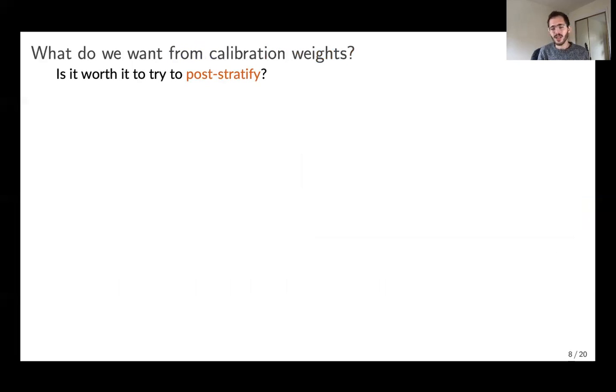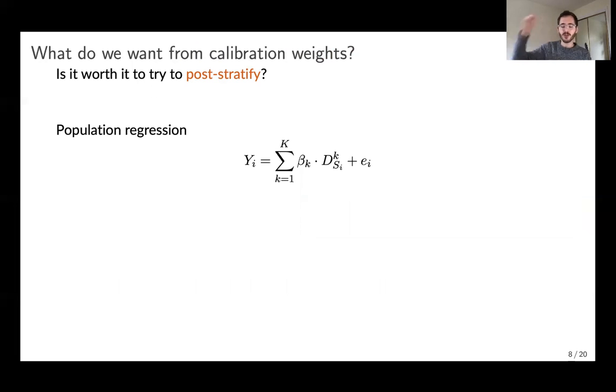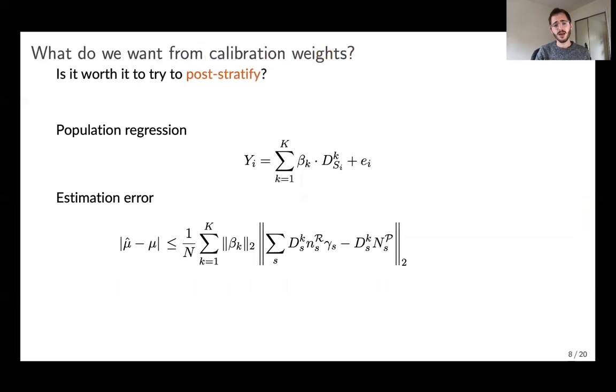So just quickly, what do we actually want from these calibration weights? In particular, is it worth it to try to post-stratify? A way we can get at that is thinking about a population regression, where we take our whole population and regress it on first order margins, second order interactions, third order interactions, et cetera. Then we can look at the estimation error for our weighting estimator. We find that it depends on two things. First, there's a bias term that comes from the fact that we haven't perfectly matched the interaction terms, multiplied by their strength. And then there's a variance term that comes from the sum of the squared weights.